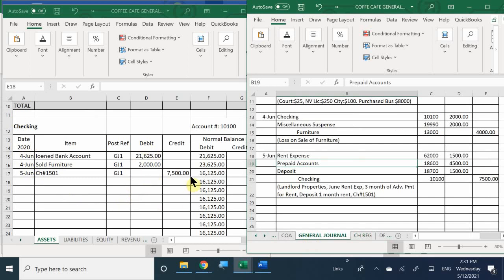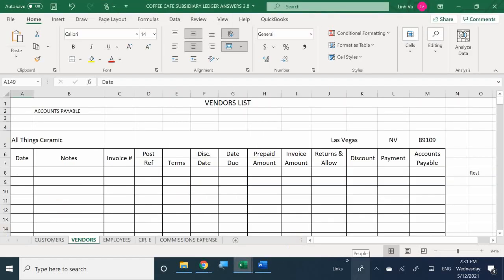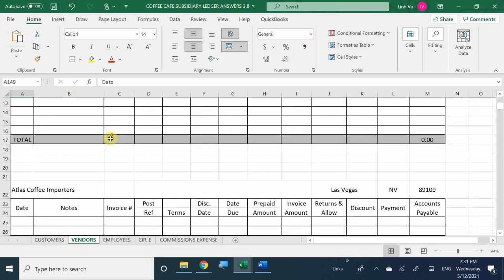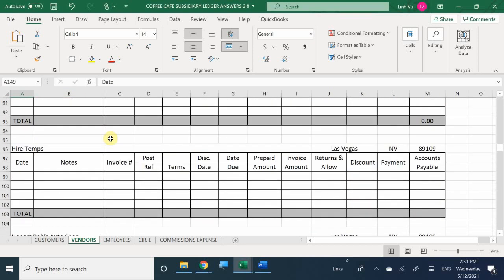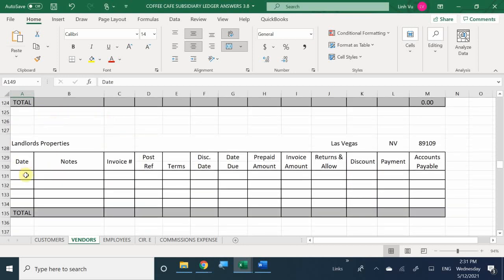Now, here is where I'm going to introduce you to the subsidiary ledger, because now we are involving a vendor. So now let's go ahead and take a look at our subsidiary ledger, because it is important that we make note of this. Okay? So once we go to our vendors, they're listed in alphabetical order. So this is landlord properties. In this case, it's somewhere in the middle. Here we go. I located them, landlord properties.